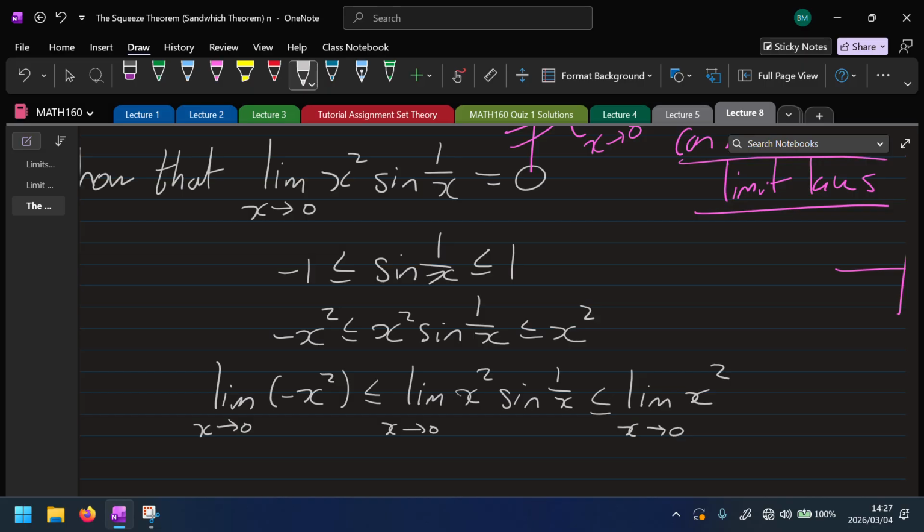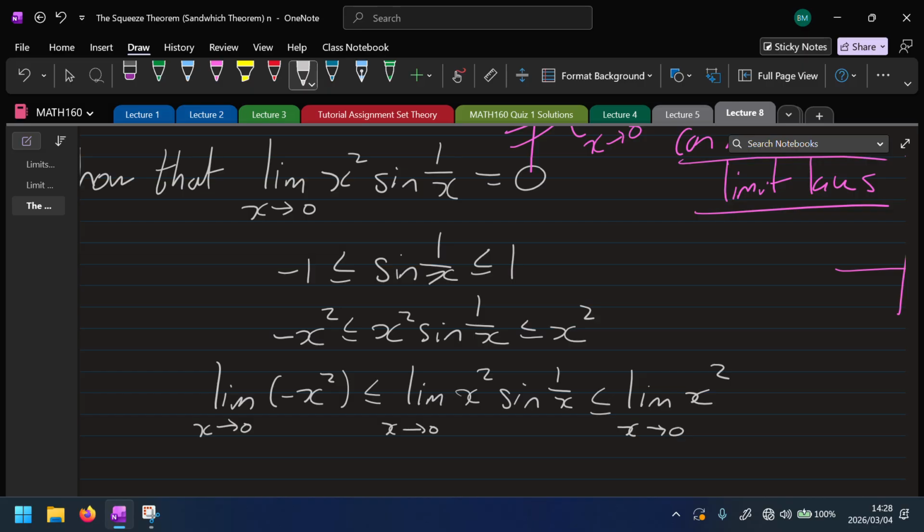Let's look at the left. Limit as x goes to 0 of minus x squared. What is that going to be? We've got a parabola. We're looking at the origin. What is it? 0. On the right side, we have a parabola. We're looking at the origin. It will be? So on the left side, we have 0. On the right side, we have 0.